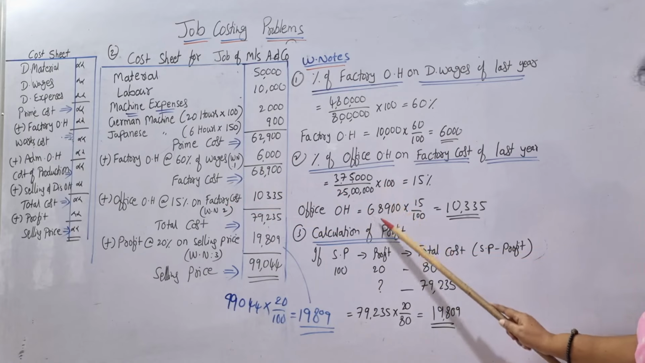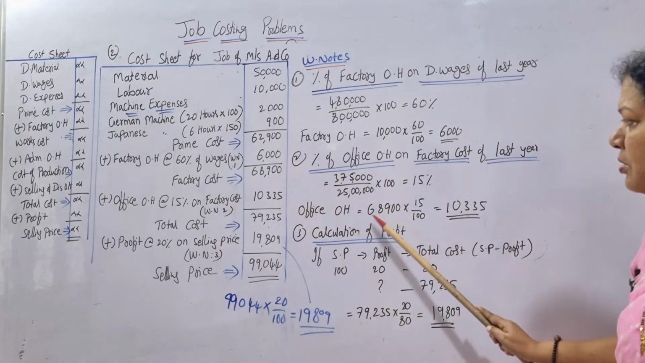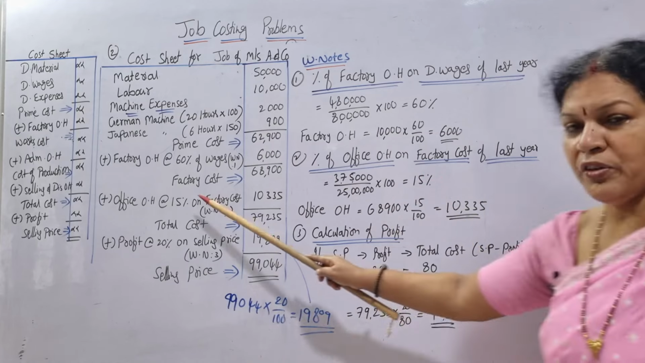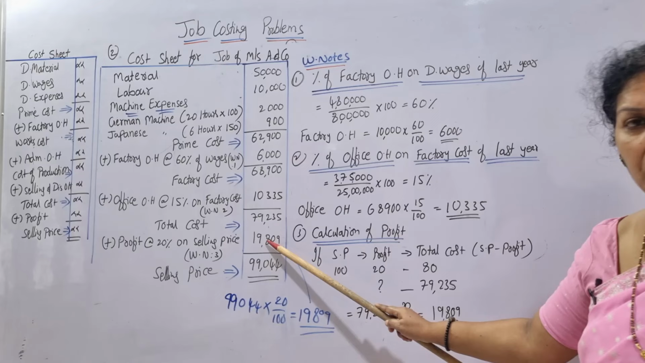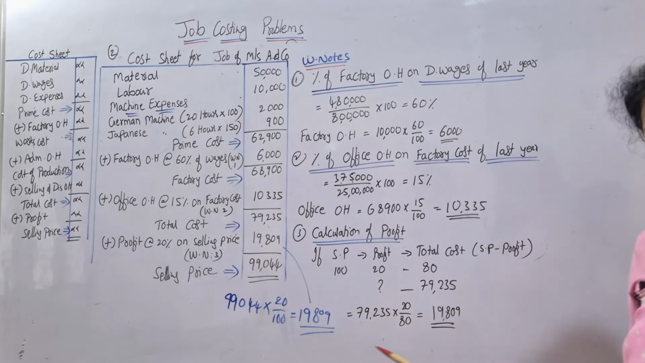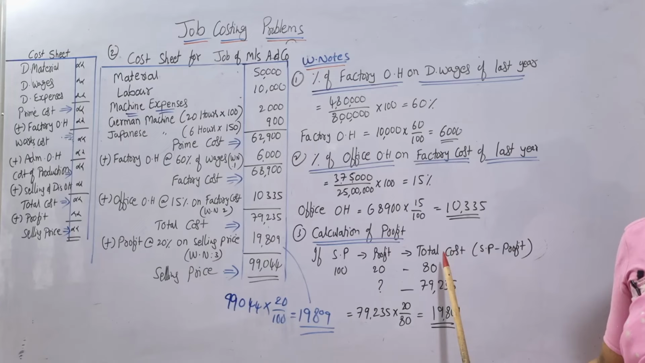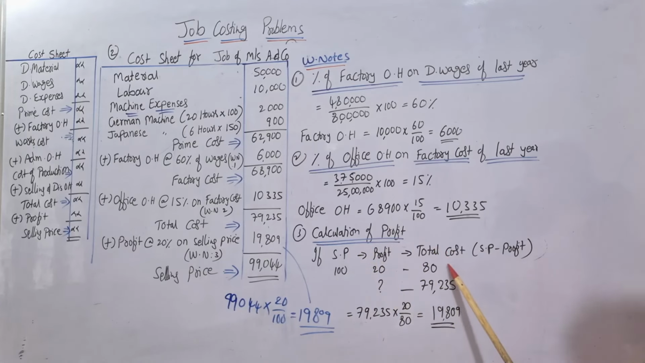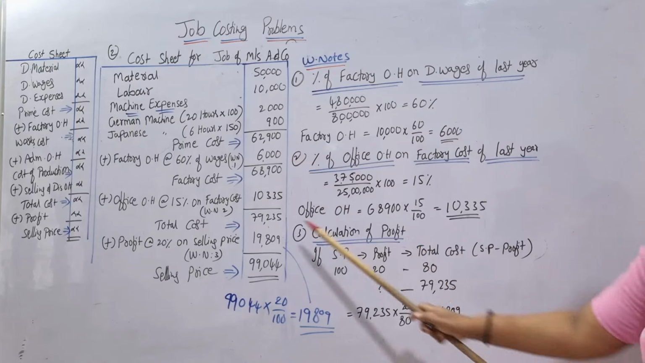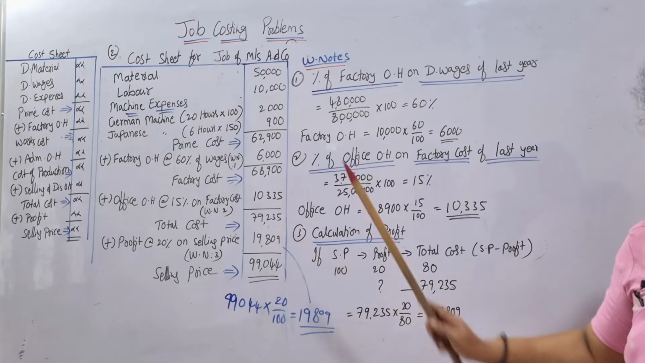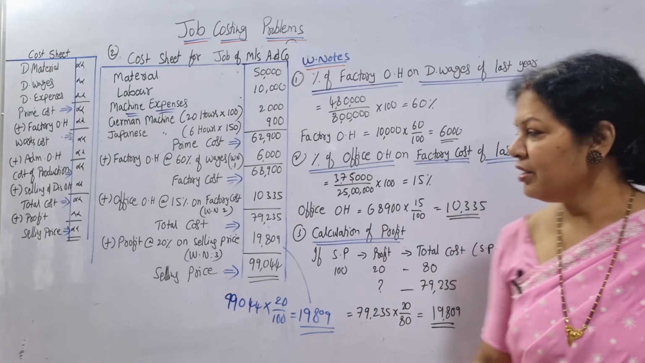So this is office overheads you are calculating on factory cost. Factory cost at 15%, you already got it. Once you calculate, you get the total office overheads. If you add, you get the total cost. Now you know the calculation of profit, same as the previous problem. Assume that if the selling price is 100 and profit is 20, then what will be the total cost? Selling price minus profit. For the total cost of 79,235, what will be the profit? A simple calculation. Like this, you got the profit. Simple, clear.